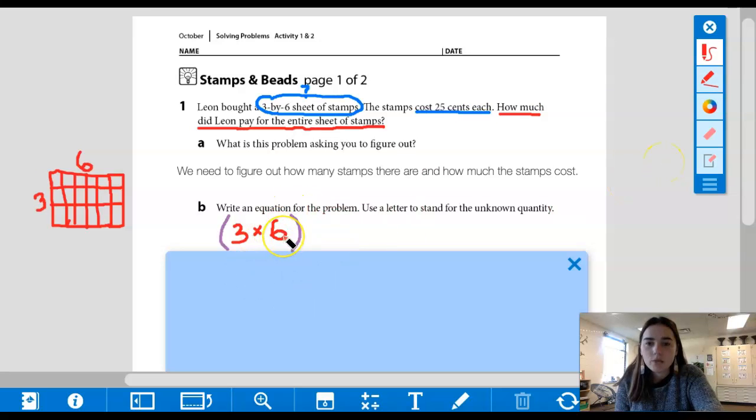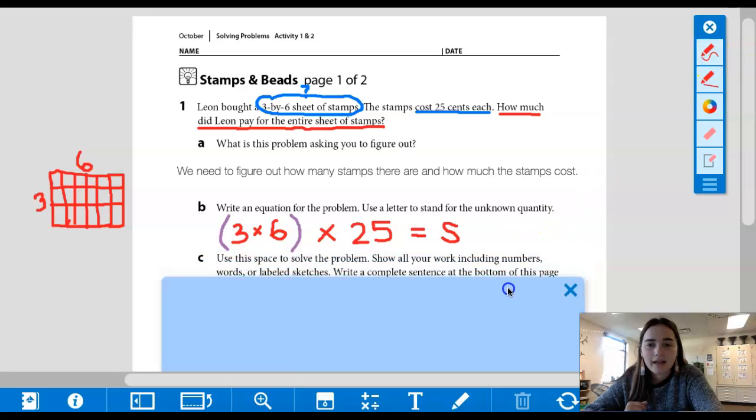Now, when we solve this, we need to figure out how much we have all together if each of these costs 25 cents. When we hear that clue word, each, we need to multiply. So we're going to multiply this answer by 25, because each costs 25 cents. But now we need that unknown quantity, so I'm going to make my equal sign here. For the unknown quantity, I'm going to use an S because it stands for stamps. All right, so there's our equation for this problem.